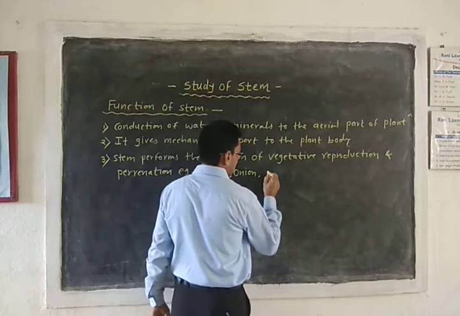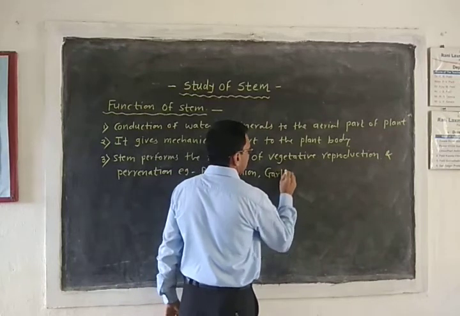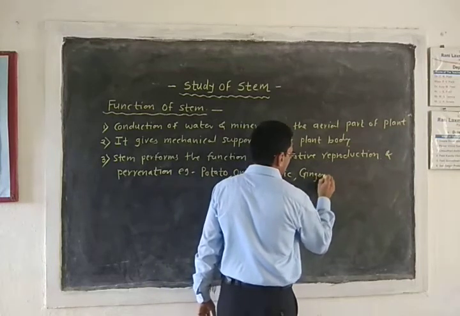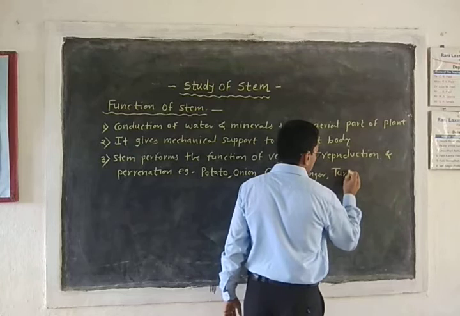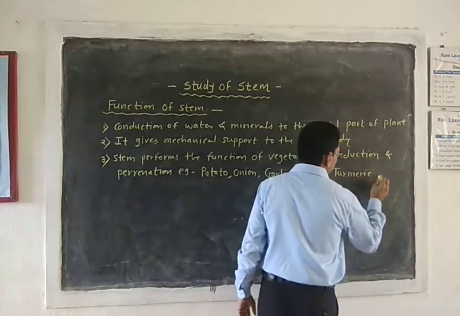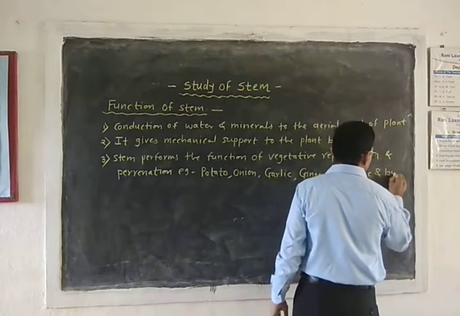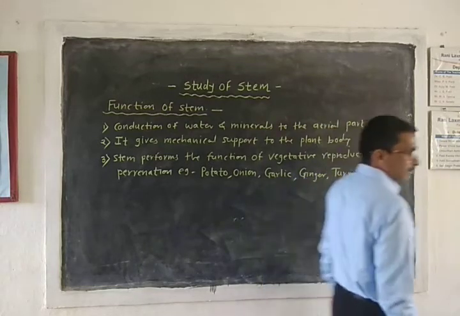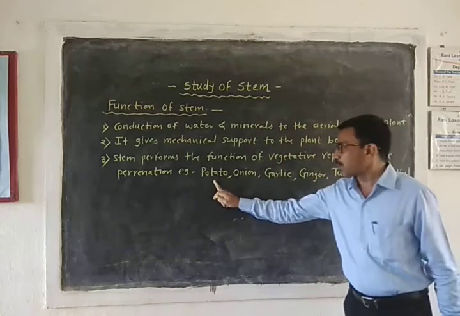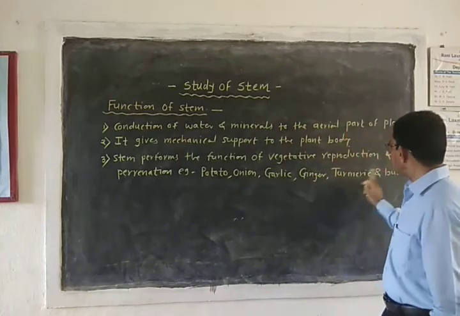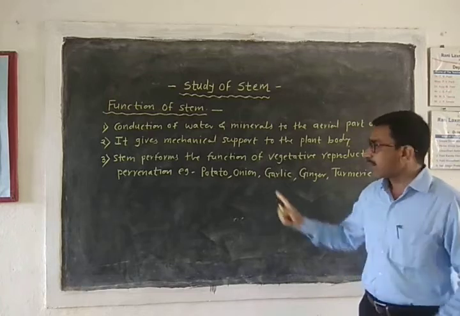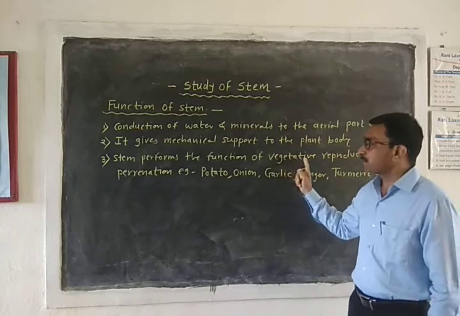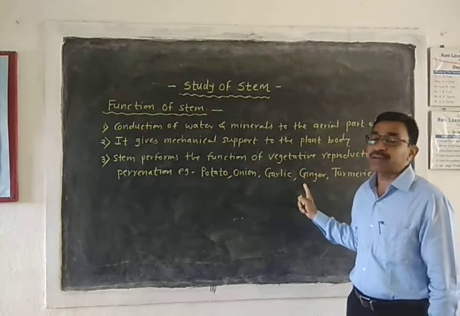Onion, garlic, ginger, turmeric and bulbil. These are stems. Potato, onion, garlic, ginger, turmeric and bulbils are stems, and they take part in the process of vegetative reproduction and perenniation.